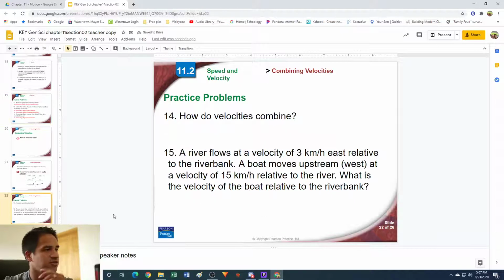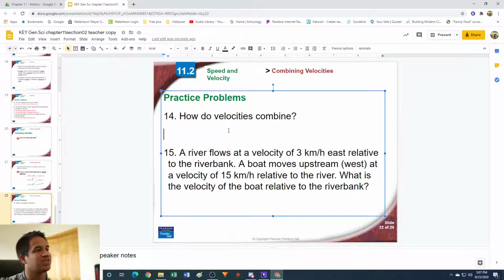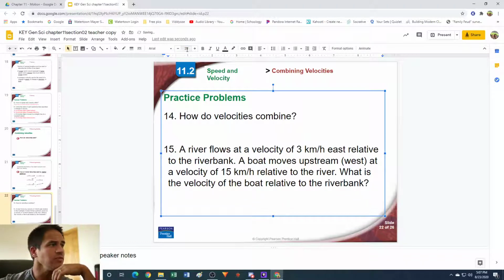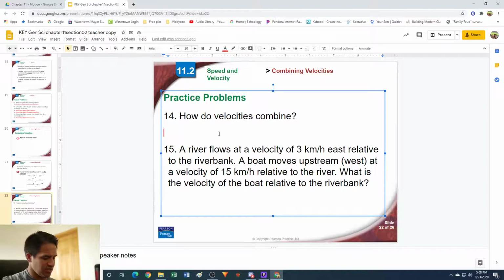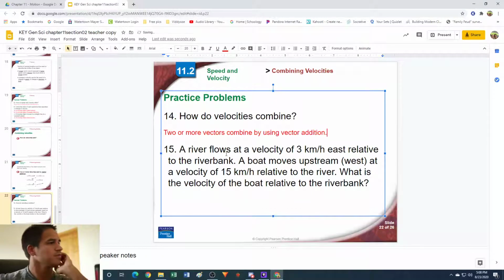Okay, last two questions here. Number 14, how do velocities combine? So remember that velocity is a vector. So when we have multiple velocities, we can combine them using vector addition. And again, there's a slide right here that even says 2 or more velocities add by vector addition, and they even give you some examples. So we'll basically say that 2 or more vectors combine by using vector addition.